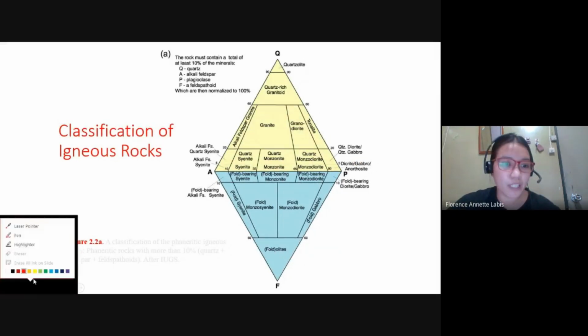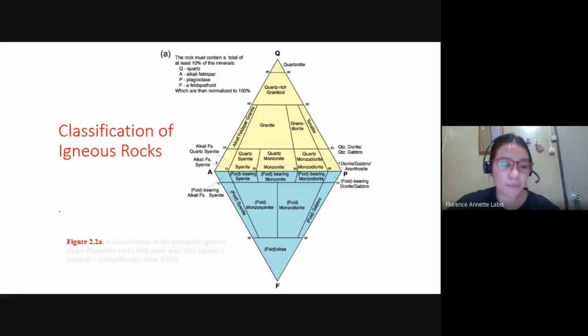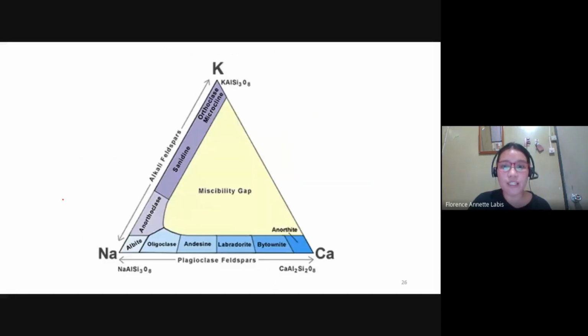So before I proceed with teaching you how to identify whether it's a diorite or gabbro, let me first introduce to you this ternary diagram of the feldspar. So we have here the alkali feldspar, from sodium to potassium. And here we have the plagioclase feldspar, that is sodium to calcium.